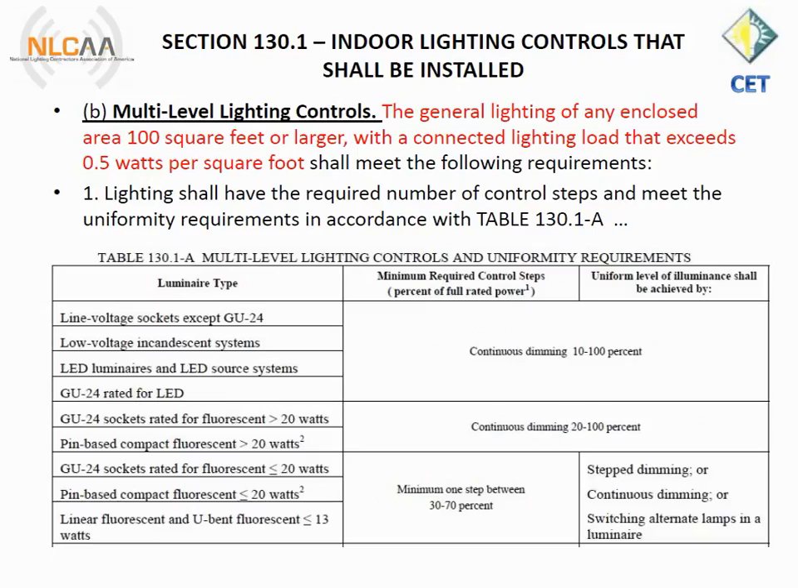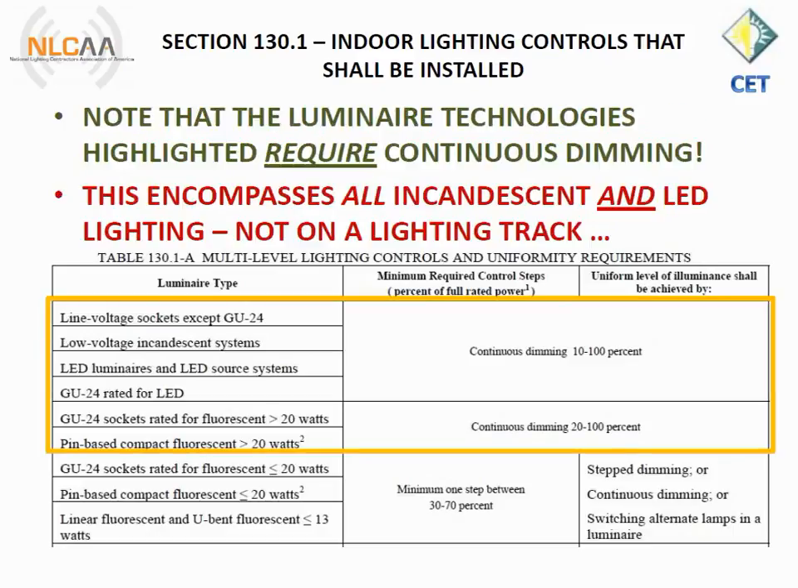Here we see what non-residential function areas fall under the requirements of Table 130.1-A, with very few exceptions. Note that anything that screws into a socket that is not HID, in other words, basically medium-based devices, large CFLs, incandescents, and LED luminaires will all require continuous dimming if they're going to screw into a medium-based socket. And almost always manual dimming controls. Track lighting is different.